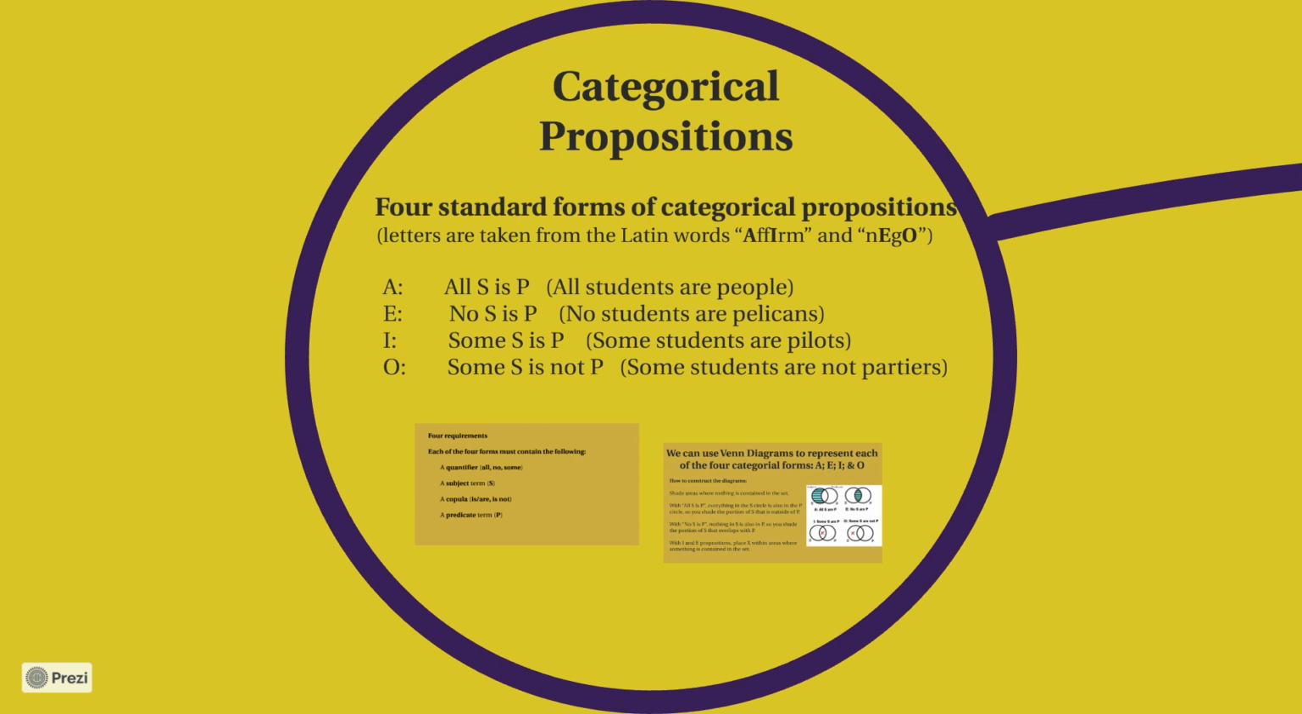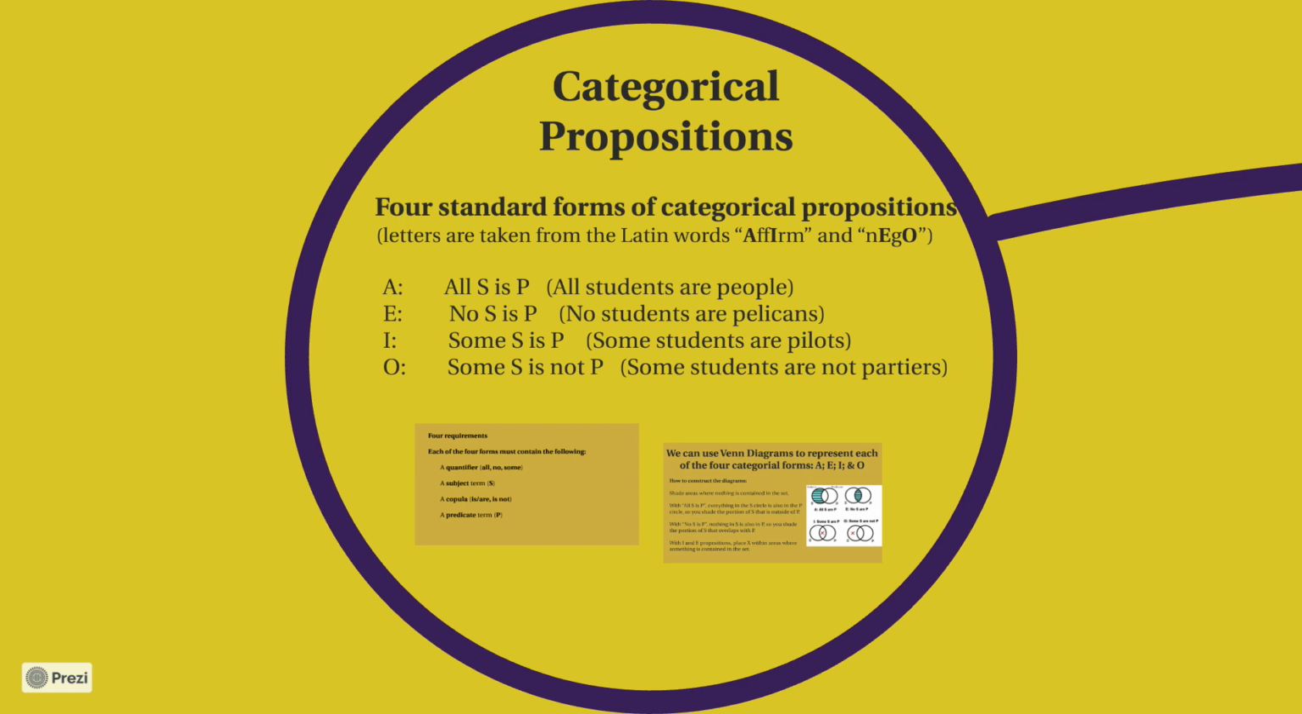So let's begin. By now we understand what propositions are. When we approach categorical logic, we are putting our propositions into four categories. So there are four standard forms of categorical propositions. And the identifiers for these forms are taken from two Latin words. One word is related to affirmation. Both of these sorts of propositions are affirming something. And so we identify them as either A propositions or I propositions.